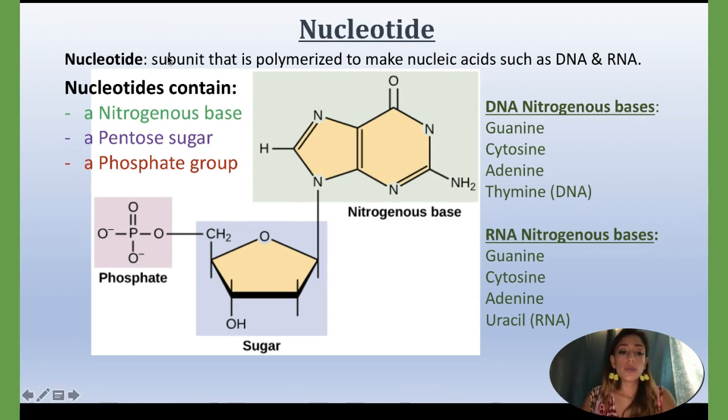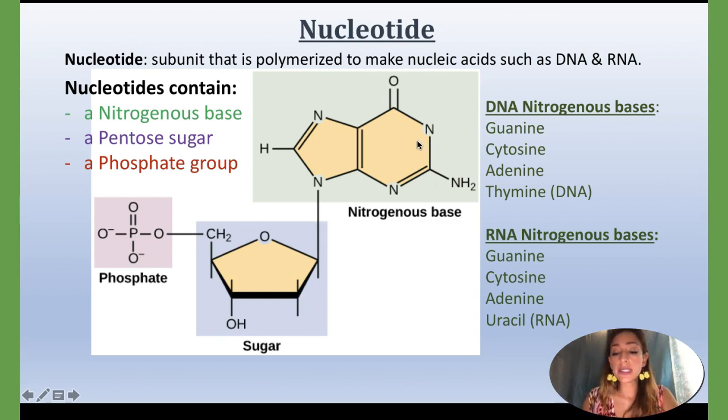So what makes up a nucleotide first? A nucleotide is made up of a nitrogenous base, a sugar, a phosphate group. It's listed right here for you. You might want to make some notes of that. Nucleotides are made up of a nitrogenous base, a pentose sugar, and a phosphate group. Nice and highlighted, and I color-coded them for you.